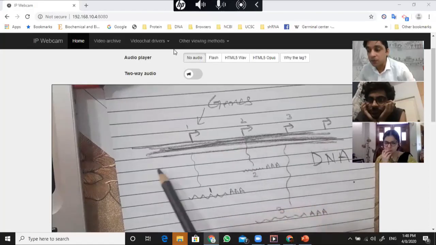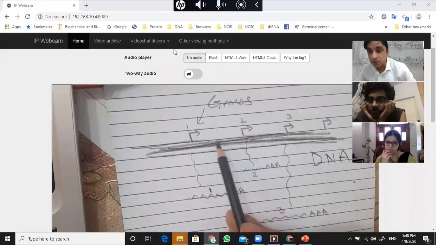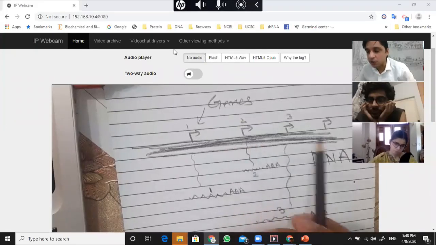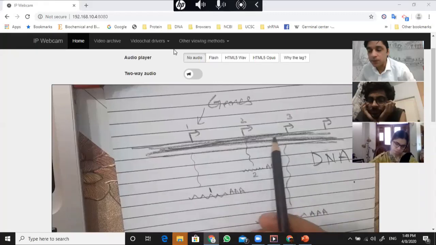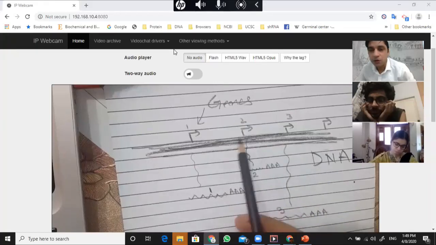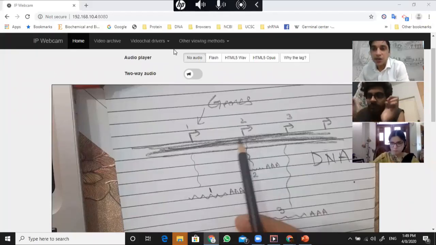So what that means is there are a lot of places which are not expressing anything, which are not producing protein coding messenger RNA. Initially people thought those places which are not producing anything were useless.